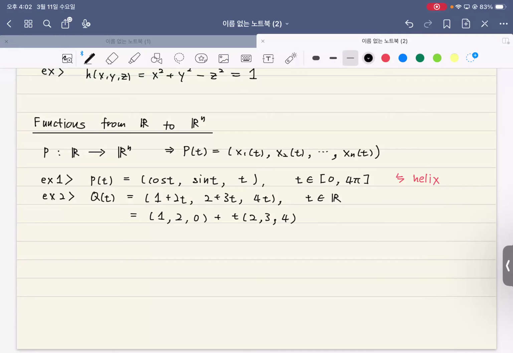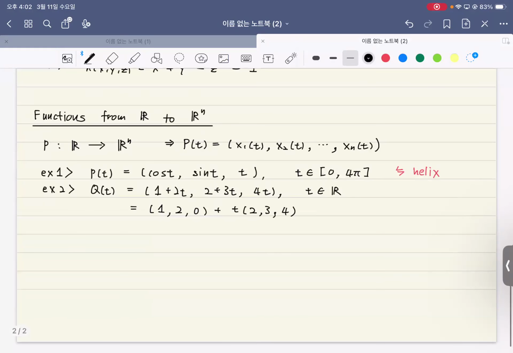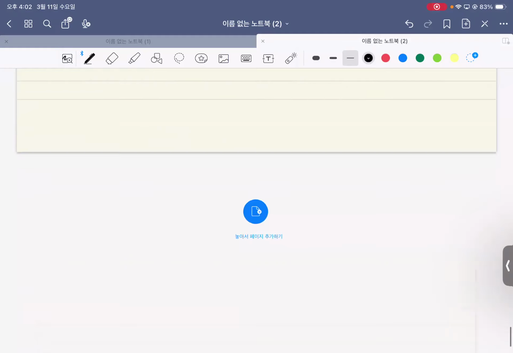So this curve must be a straight line which is parallel to the vector 2, 3, and 4. But now that line has been parallelly translated by this much, 1, 2, and 0. Good. All right. Okay. What's next?